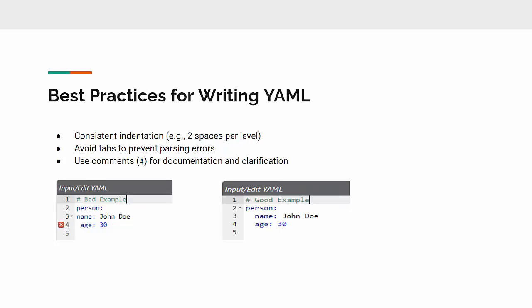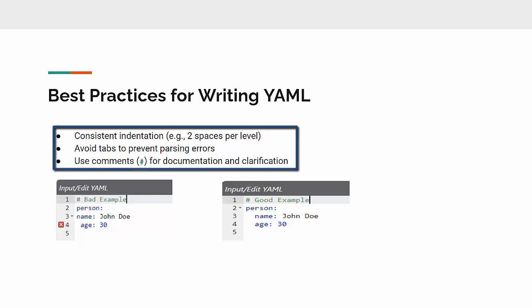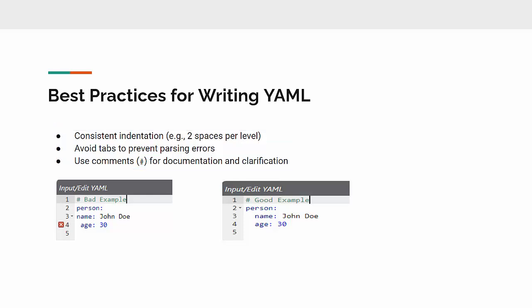Having seen YAML's capabilities, it's important to talk about how to use it effectively. Let's discuss best practices for writing YAML to ensure our playbooks are not only powerful but also clear and maintainable. Writing effective YAML requires adherence to a few best practices. Consistent indentation, avoiding tabs, and using comments wisely can dramatically improve the readability and maintainability of your code.